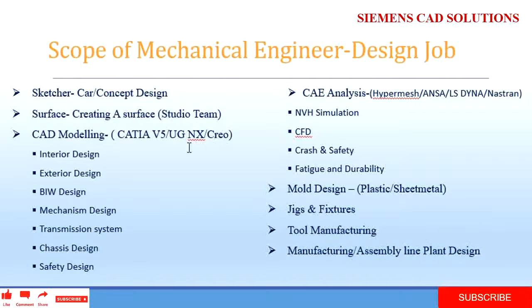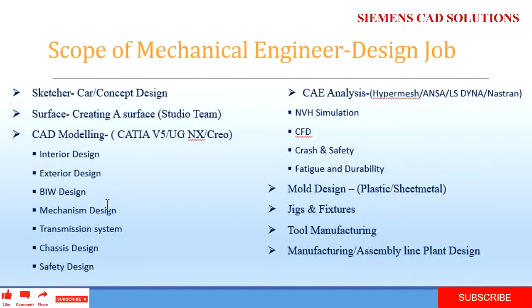The requirement will vary. So here you can design in CAD, you can do interior design, exterior design, BIW design, mechanism designs for door latching, lock designs, transmission, gear, clutch area, chassis, which is the frame area, and then safety, airbag, and then duct, air conditioning areas you can work in. So here itself we will have enormous openings in the modeling itself.